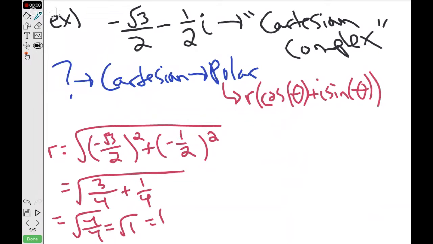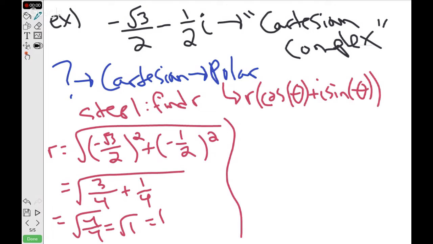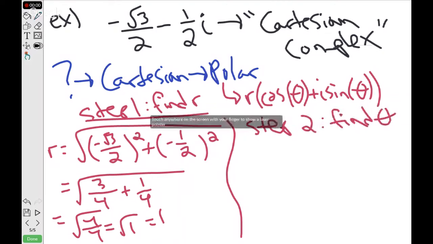Now I have the r value. The next step is I need to find theta. If you go back and look at your notes, I think we called this step 1, find r, and then step 2 was find theta. Because remember, the ultimate goal is to get it into this form, so I need to find r and theta.